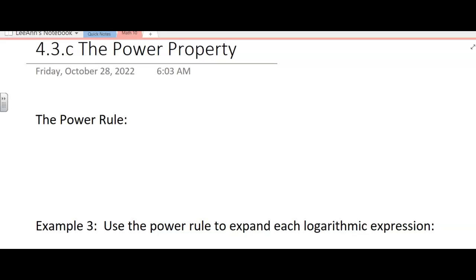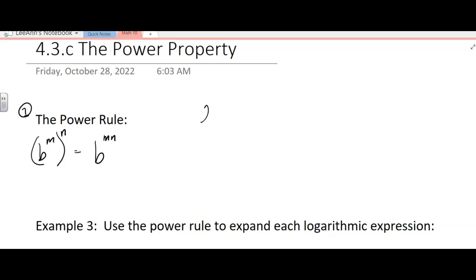Okay, so now we're on property 7, the power rule, or the power property. So remember when you have exponents and you have b to the m, but then you raise that whole thing to the nth power, you multiply those. So it's b to the mn. Okay, so keeping that in mind, our logarithm property, the power rule, is similar.